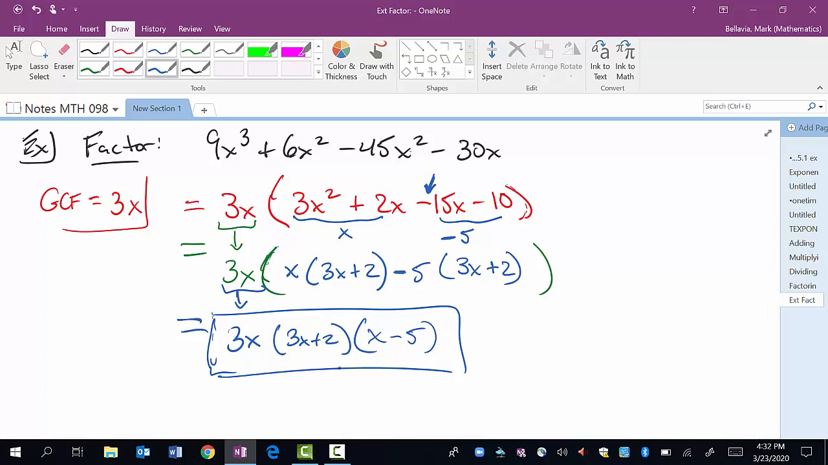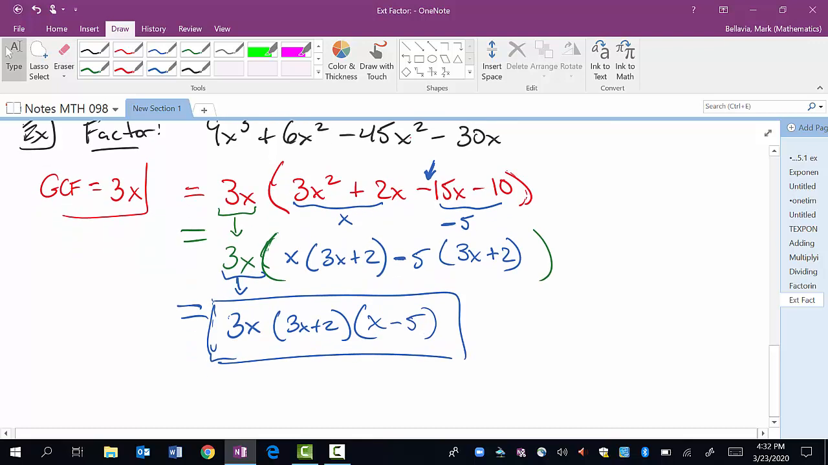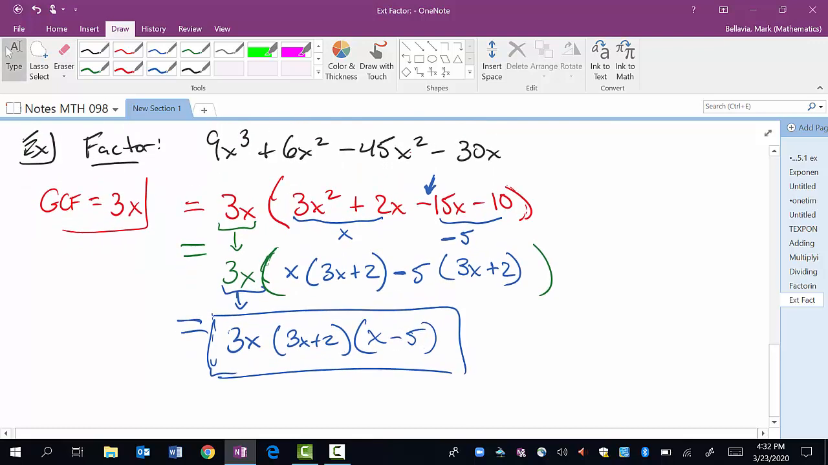So hopefully these examples helped clear things up about factoring by grouping. The main things to remember are the first step is always to look for a GCF for the entire expression that you're given. And then the second thing to remember is that when you have 4 terms, that's telling you to try to use factoring by grouping.